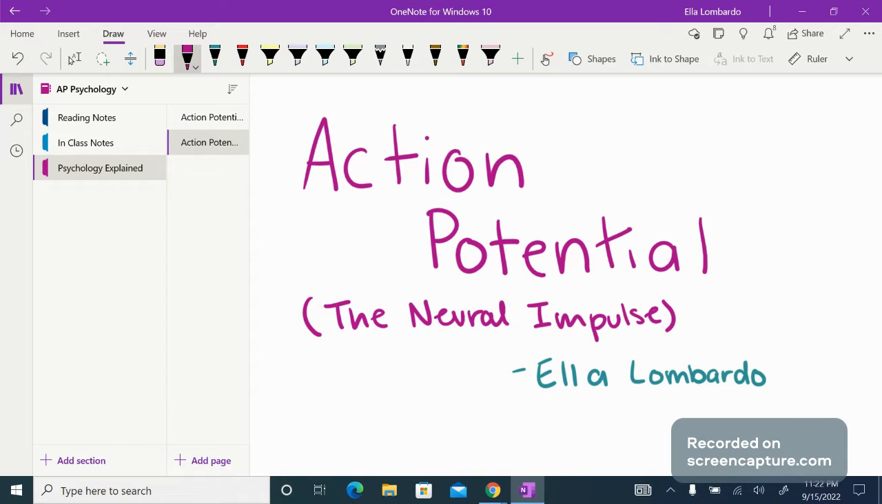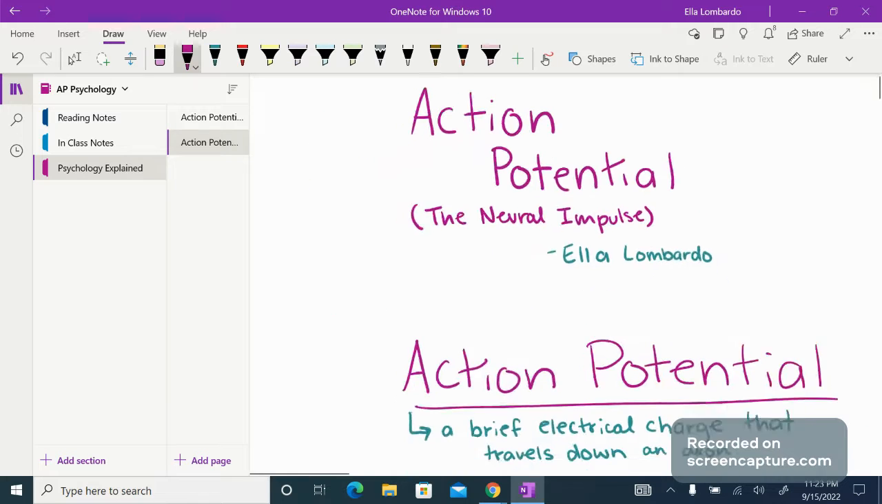Everybody, this is action potential, otherwise known as the neural impulse. If you think you have this topic down, I suggest to just go to the end of my video where there's a recap for some quick notes, but if you think you need a more in-depth explanation, stay with me.